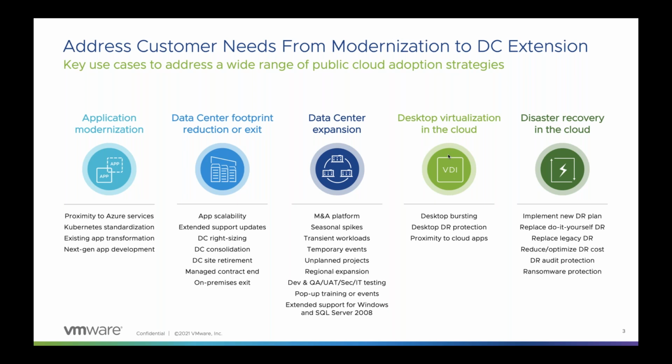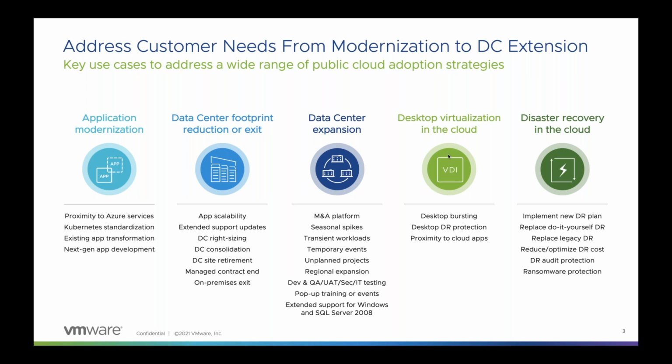The first is application modernization. Given that customers are moving towards some of the container services, they would like to be more proximal to Azure services, such as AKS or the Kubernetes services, and standardize on that for application transformation. So they may be using Kubernetes and OpenShift on premises today, and they would want to use similar technologies in their public cloud journey as well.